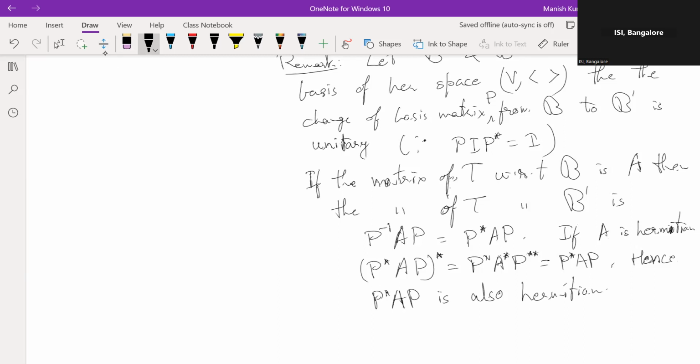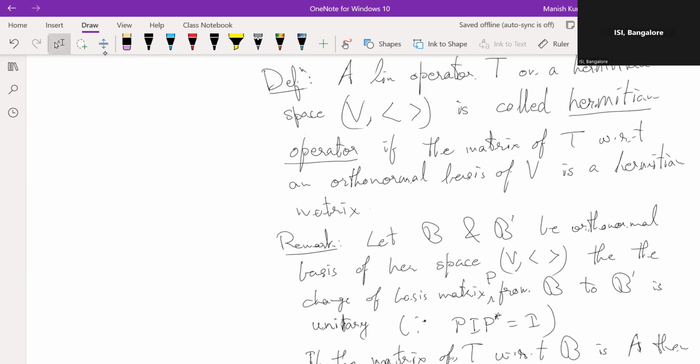So this notion of being a Hermitian operator is well defined. It doesn't matter which orthonormal basis you choose.